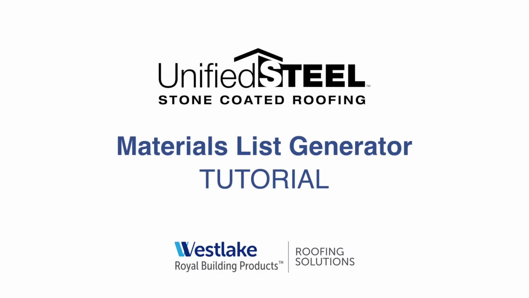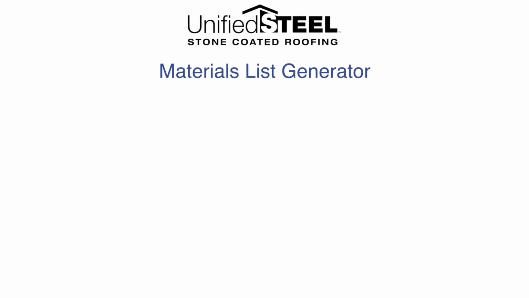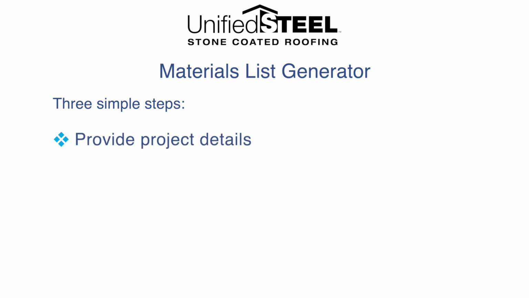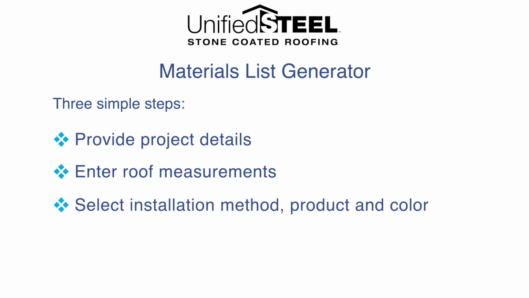Welcome to the Westlake Royal Roofing Solutions Materials List Generator tutorial, where we will show you how to easily generate a comprehensive materials list for your roofing project. In just 3 simple steps, you'll be on your way to success. Step 1. Provide your project details. Step 2. Enter the roof measurements. And Step 3. Select your installation method, product, and color. That's it. Let's dive in.